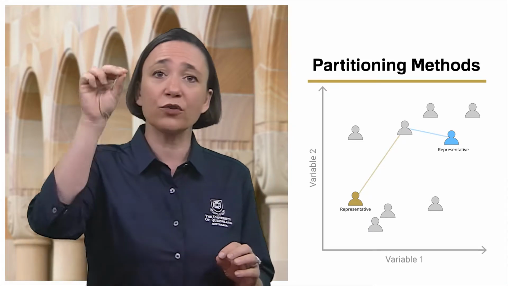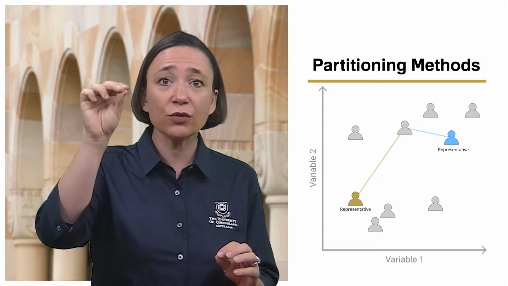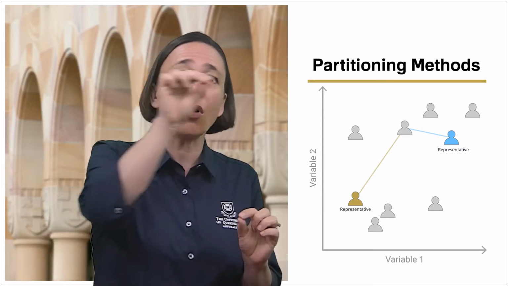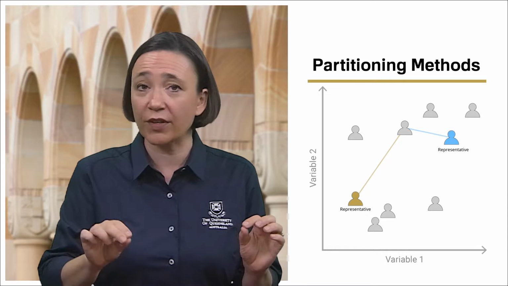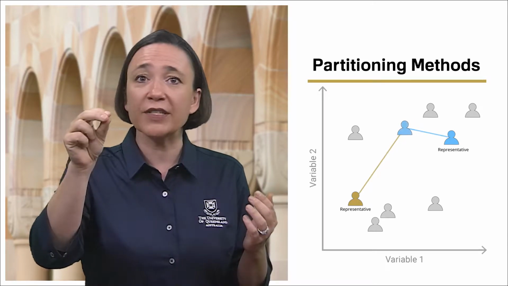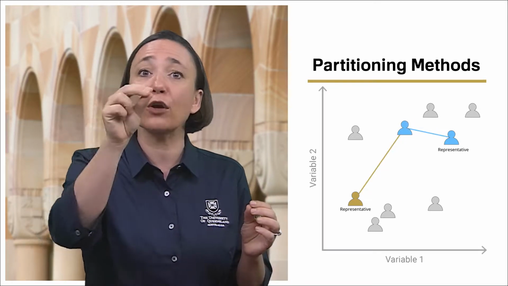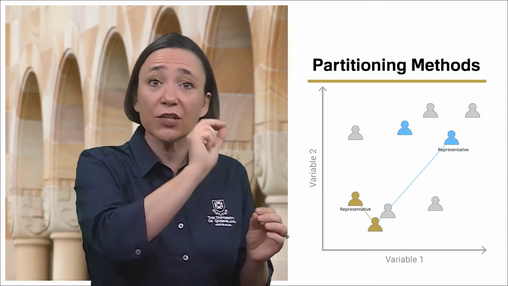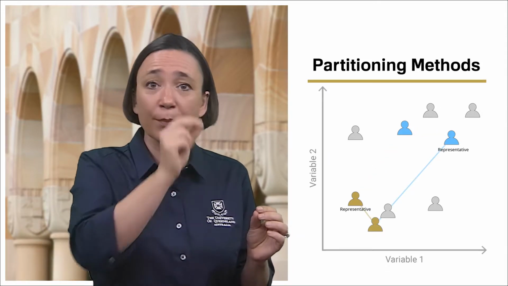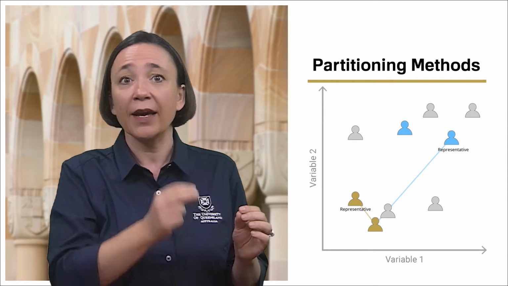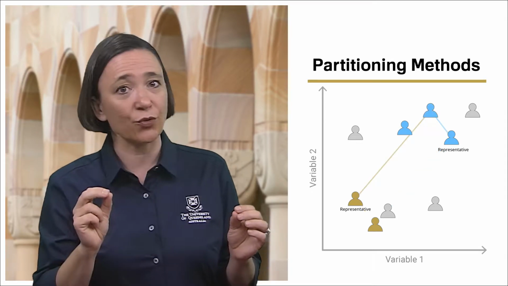Next, one consumer is randomly chosen. For this consumer, the distance to all segment representatives is computed. The consumer is assigned to the segment representative closest to them. Then the next consumer is randomly chosen, and the same process is used to assign them. And the next consumer, and the next consumer.